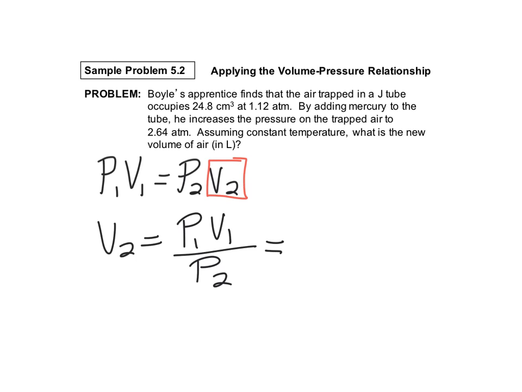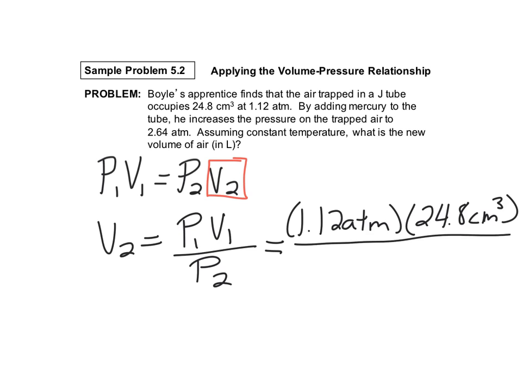The first pressure they gave me was 1.12 atmospheres. The first volume, so V1, is going to be 24.8 cubic centimeters. Divided by, they're changing the pressure to 2.64 atmospheres, so that's P2, and we want to know what the new volume is going to be there. So let's see, V2 is going to equal.